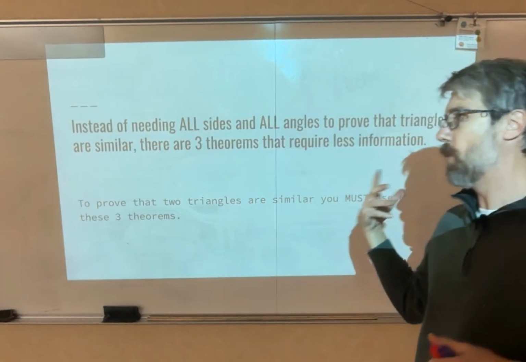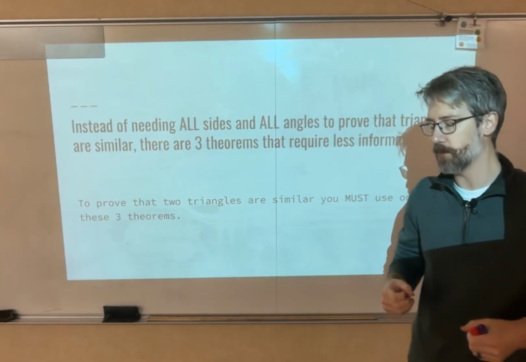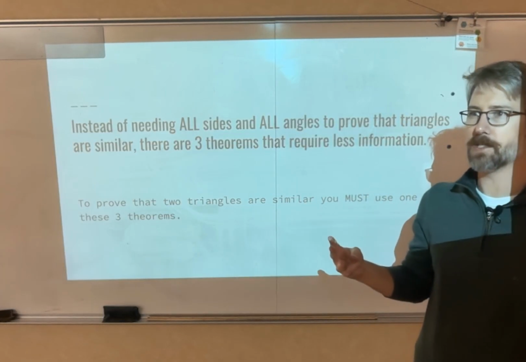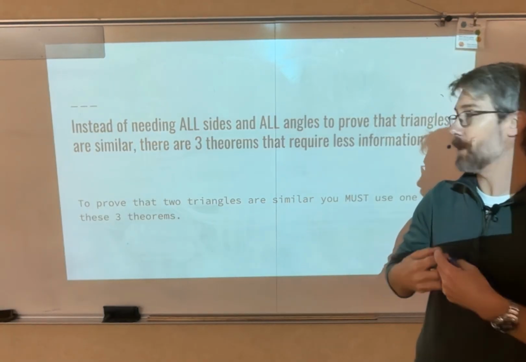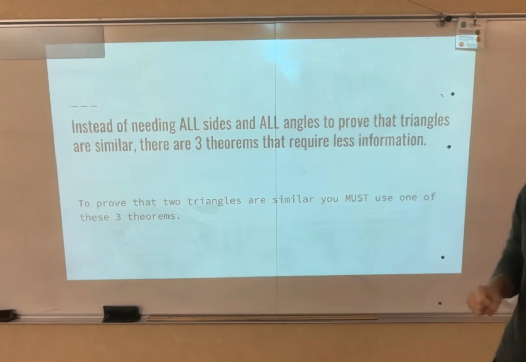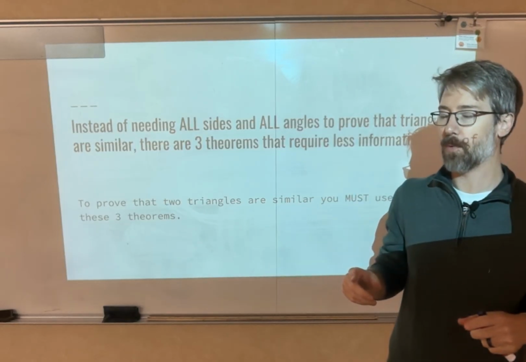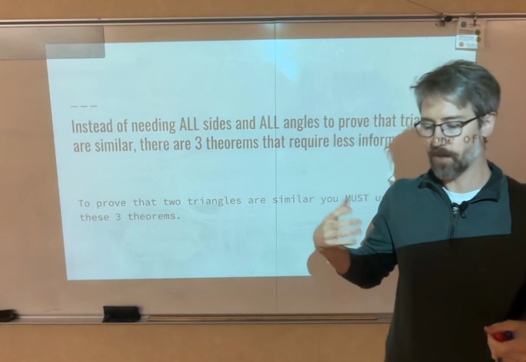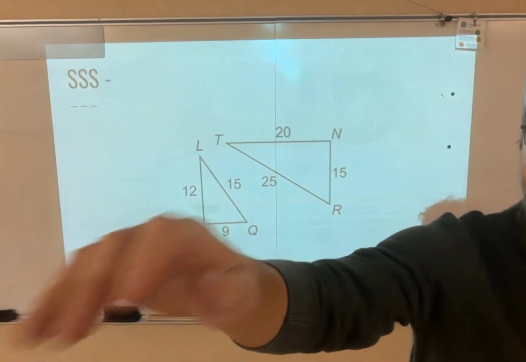All right, so when it comes to proving similarity, much like proving congruence, we don't need to know that all three sides and all three angles are equal in order to know that two triangles are congruent. Same thing with similarity. We don't necessarily need to know that all three sides are proportional and all three angles are equal in order to know that two triangles are similar.